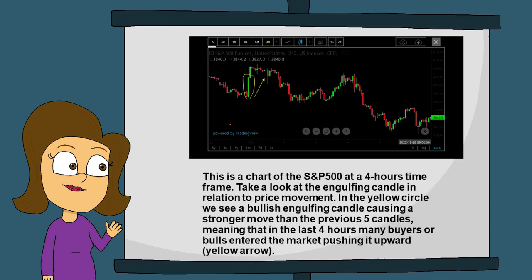This is a chart of the S&P 500 at a 4 hours time frame. Take a look at the engulfing candle in relation to price movements. In the yellow circle, we see a bullish engulfing candle causing a stronger move than the previous 5 candles, meaning that in the last 4 hours, many buyers or bulls entered the market pushing it upward.